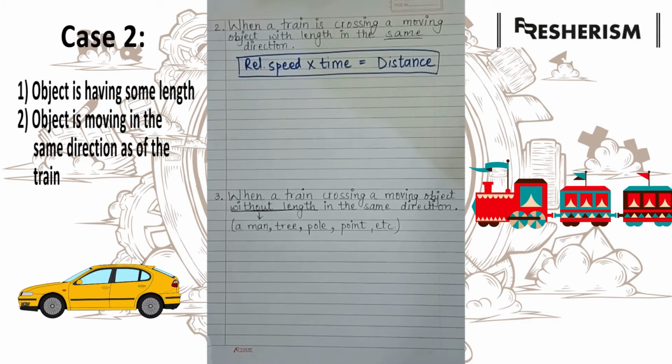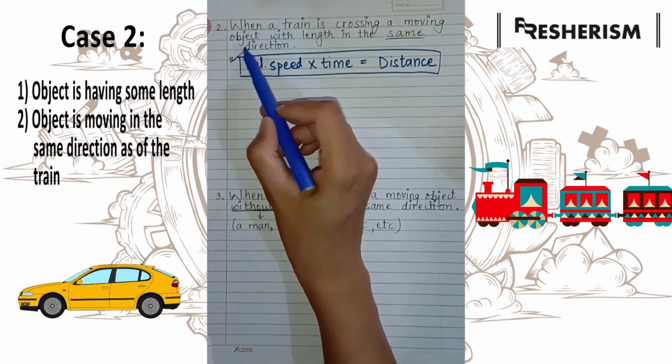Second situation is when a train is crossing a moving object with length in the same direction. That is, the object is having some length and it is moving in the same direction as that of the train. So the basic formula would always remain the same.